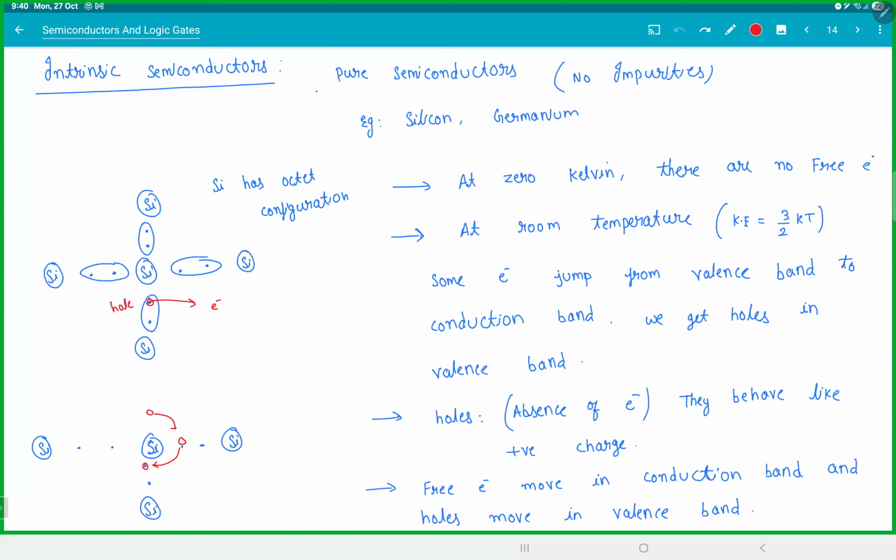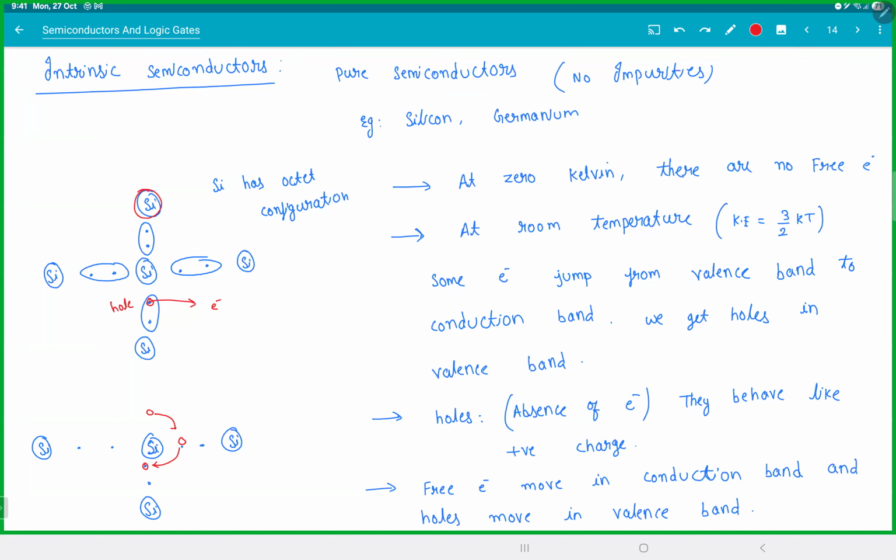So we use pure semiconductors without any impurities. These are called intrinsic semiconductors. Again, terminology is important. So if you take pure semiconductors like silicon or germanium, these are called intrinsic semiconductors. Now, if you look at silicon, silicon has 4 electrons in the outermost orbit. So it will try to form an octet configuration with another 4 silicon atoms.